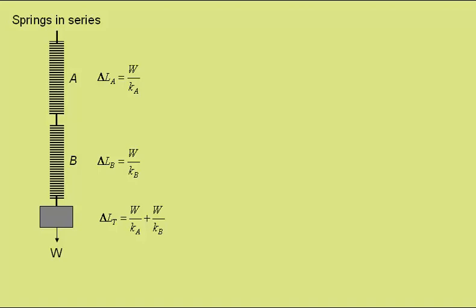If we consider the two springs as one system, then we can say that the total extension will be given by the load W over the spring constant for the two springs, or the total spring constant. And if we divide throughout by W, we get that 1 over the spring constant for the system is equal to 1 over the spring constant for A plus 1 over the spring constant for B.